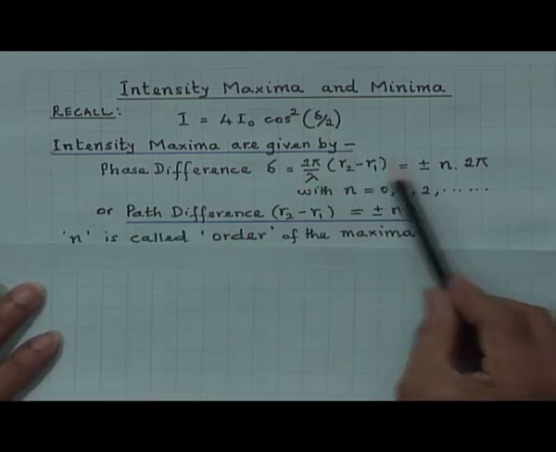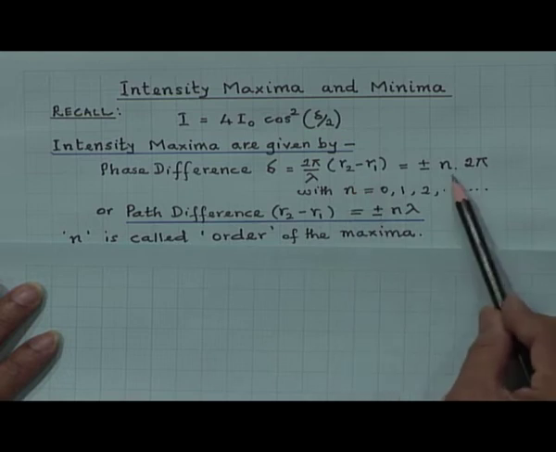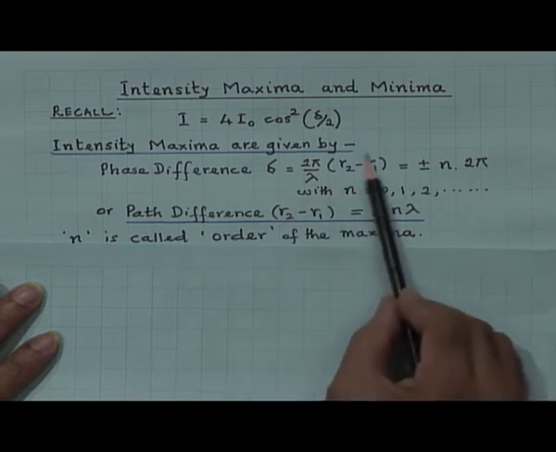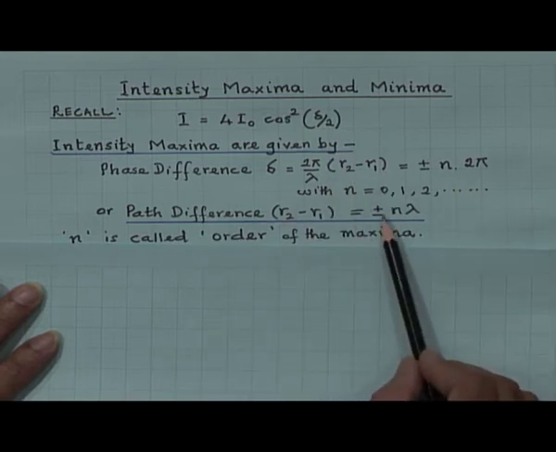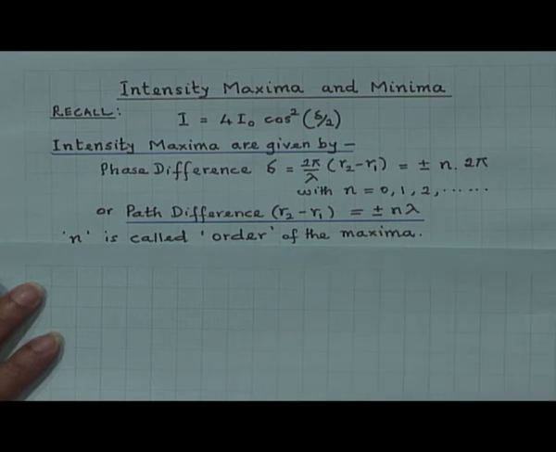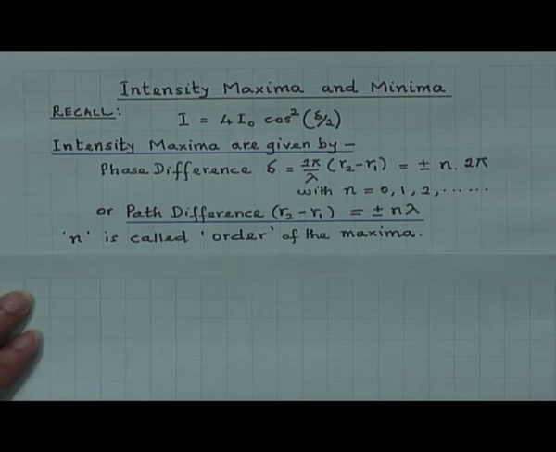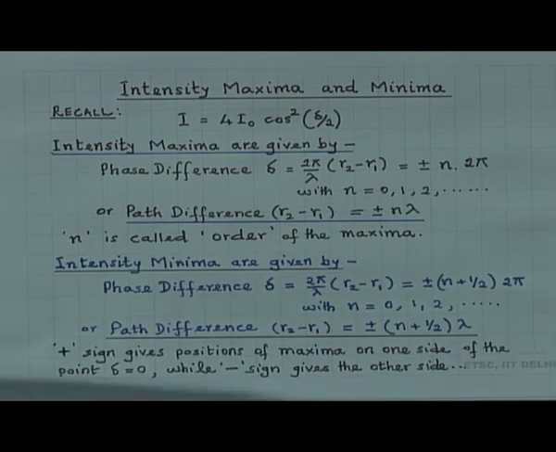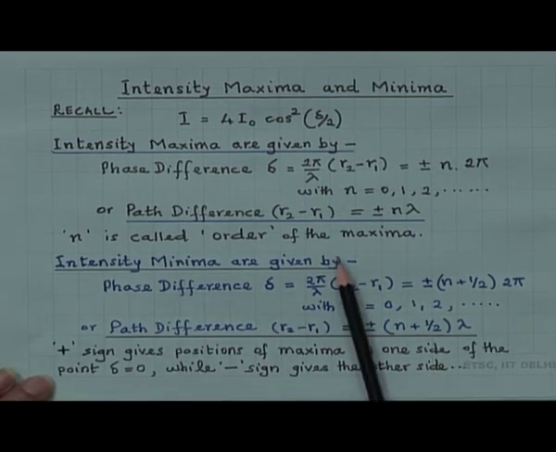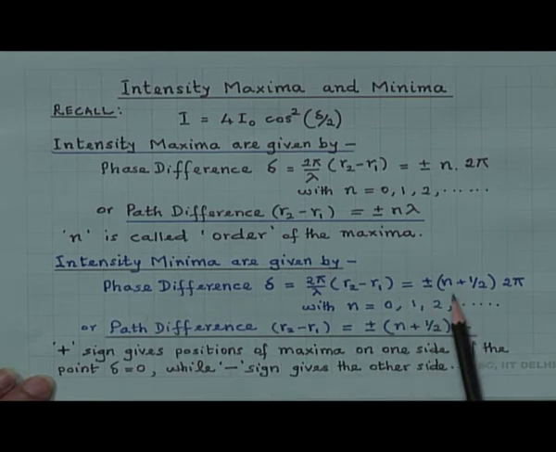So, we can see here 2 pi cancels, lambda goes here, and we have R2 minus R1 is equal to plus minus n lambda. n is called the order of the maxima. Similarly, the intensity minima are given by phase difference is equal to plus minus n plus half into 2 pi.